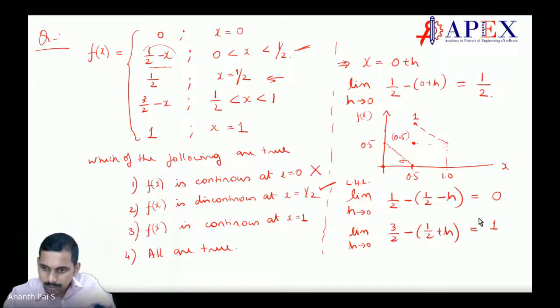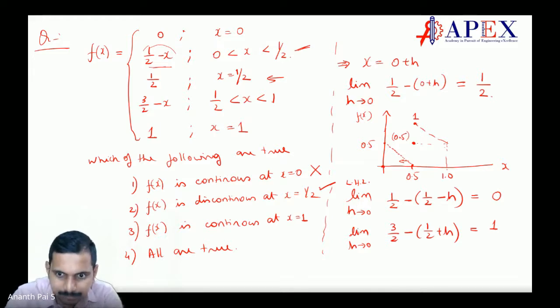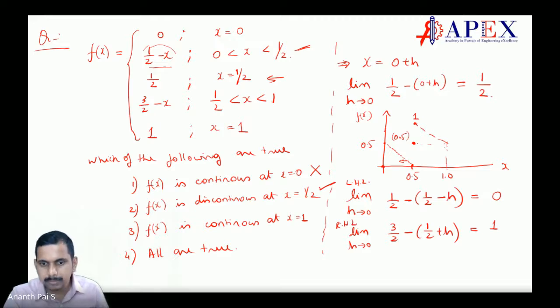So it is 1. Correct. So left hand limit and right hand limit. This is the right hand limit. So the left hand limit is not equal to the right hand limit. So first of all, which kind of discontinuity is this? The first one, is it not? Jump discontinuity. Make sense?